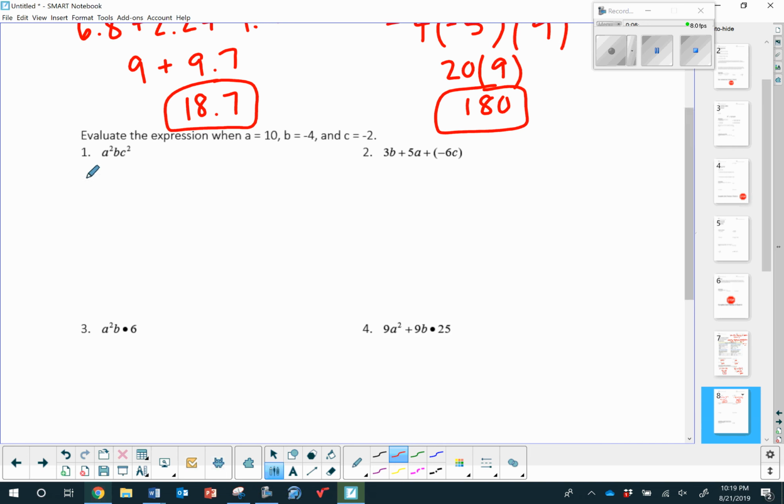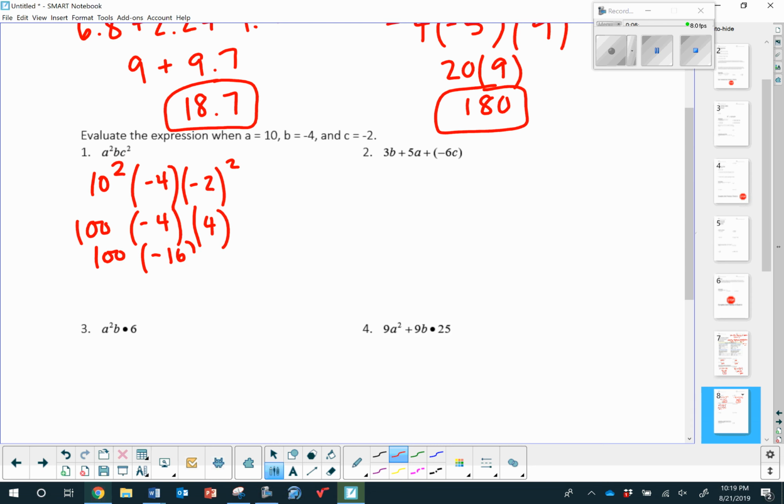a equals 10, so this is 10 squared times b, which is -4, and c equals -2, squared. So this is going to be 100 times -4 times... -2 squared is -2 times -2, which is 4. I then can do 100 times -16 to give me -1600.